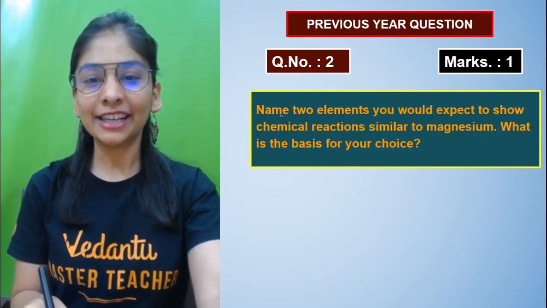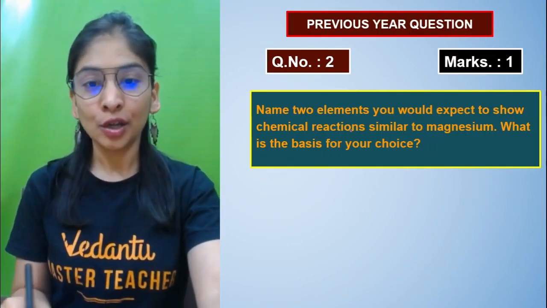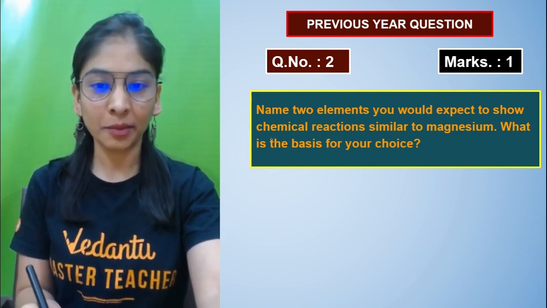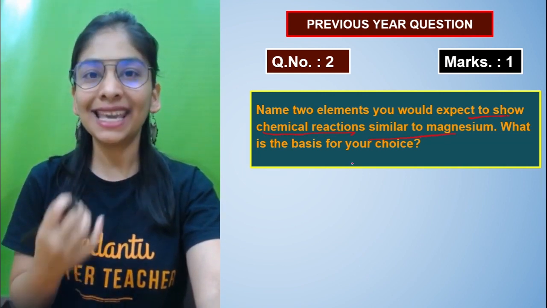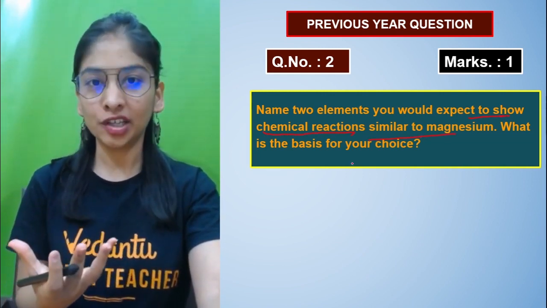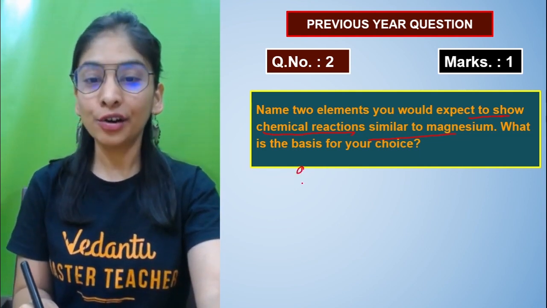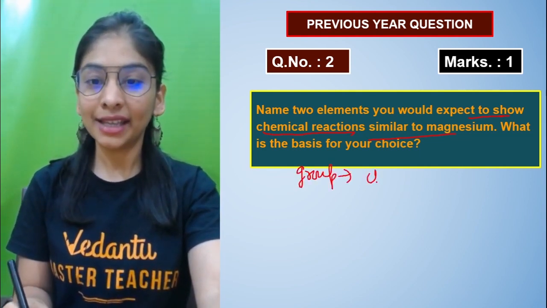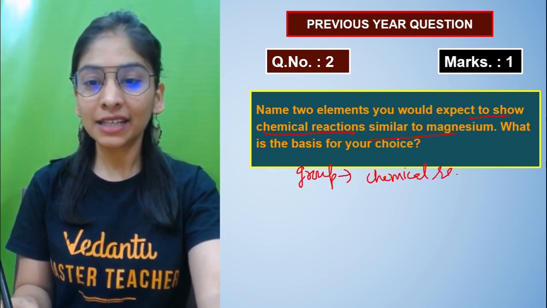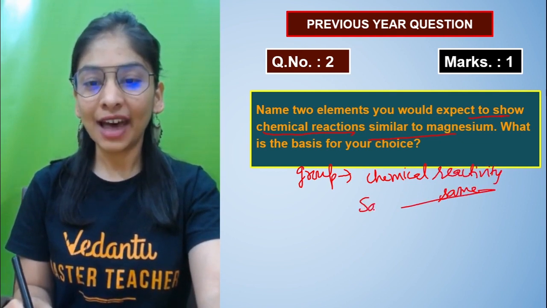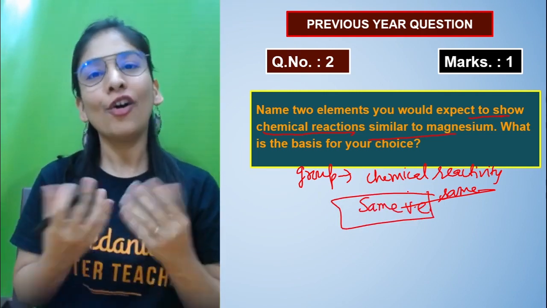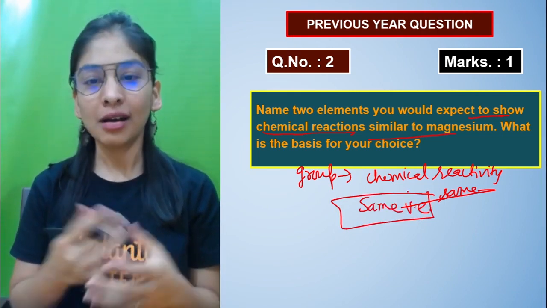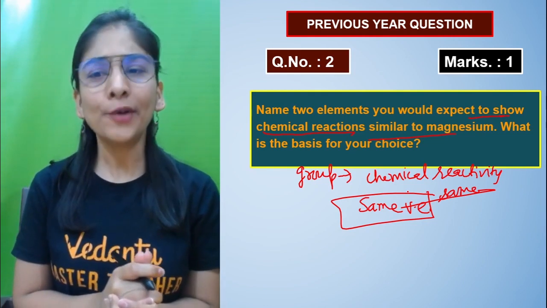Again for 1 mark: name 2 elements you would expect to show the same chemical reaction as magnesium. So here is our hint. Same chemical reaction as magnesium means same chemical reactivity as magnesium. And you know that in a group, chemical reactivity remains the same. Why does chemical reactivity remain the same? Because the elements show the same valence electrons, meaning the same tendency to lose, gain or share electrons. So the same kind of property.